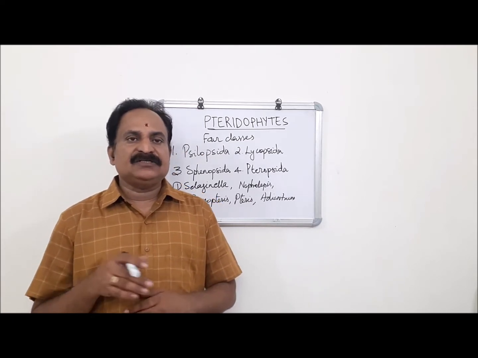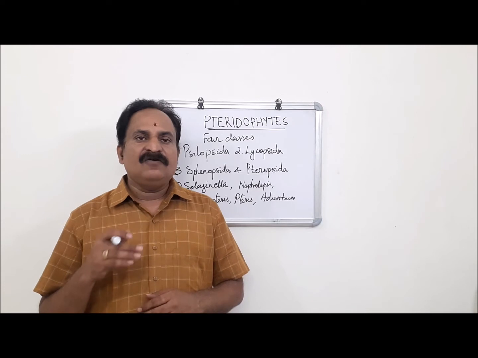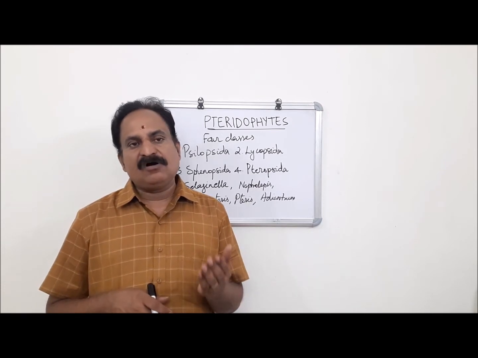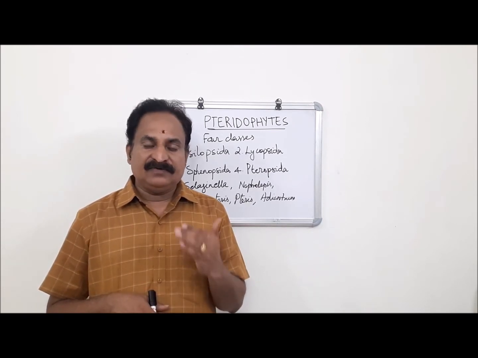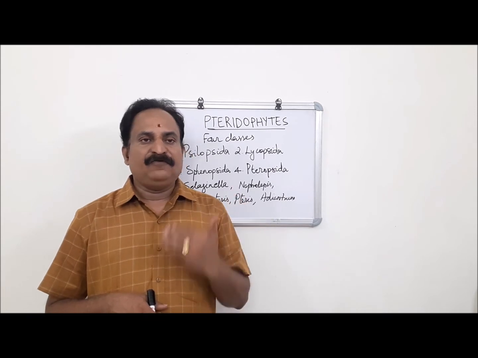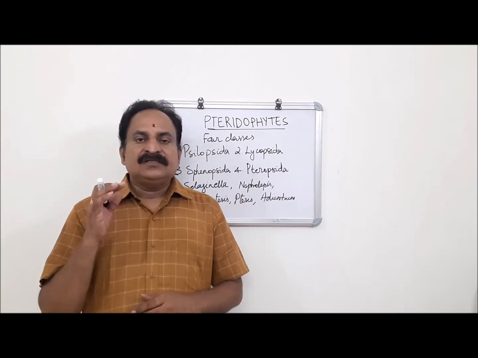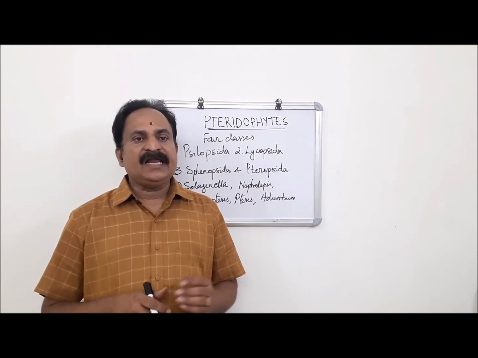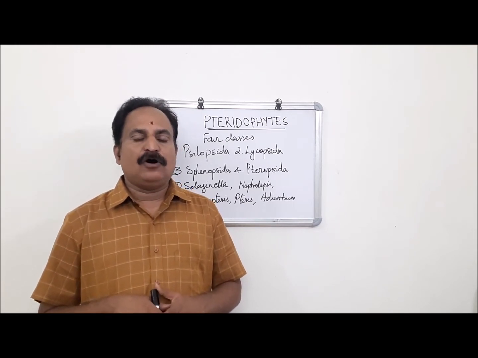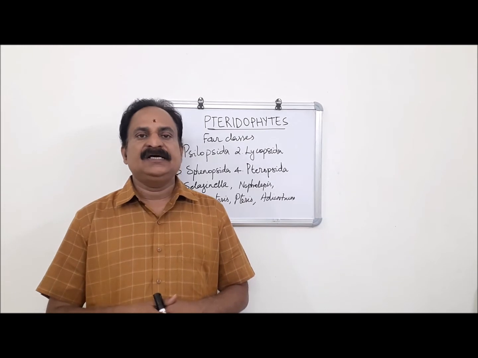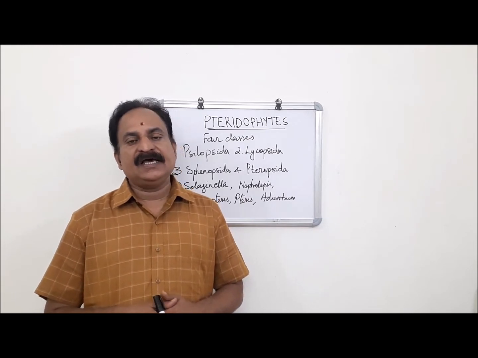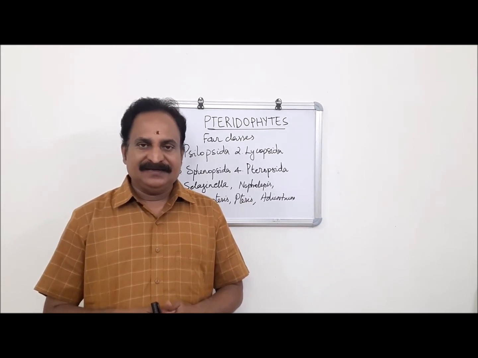The male sex organs are called antheridia, while the female sex organs are called archegonia. We already discussed this in bryophytes. Pteridophytes show true alternation of generation. The sporophyte generation and the gametophyte generation are observed in pteridophytes. The diploid sporophyte is the main plant body.